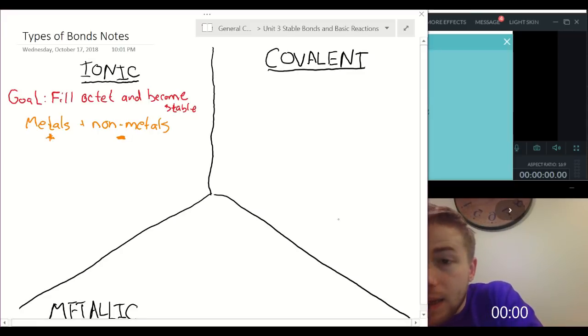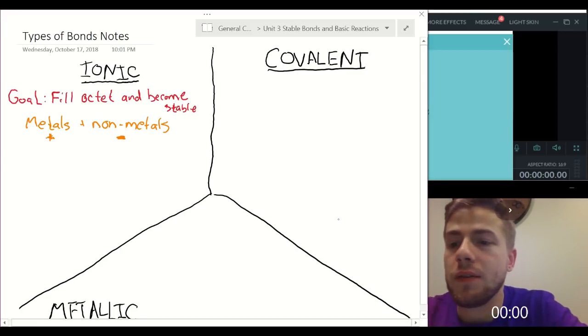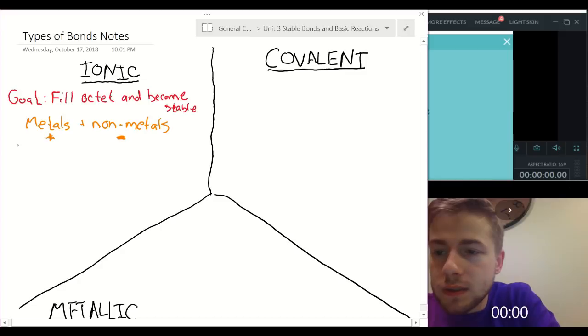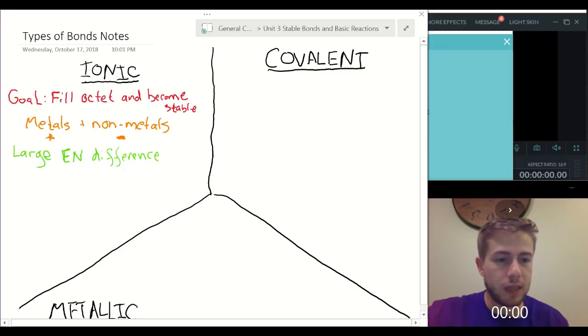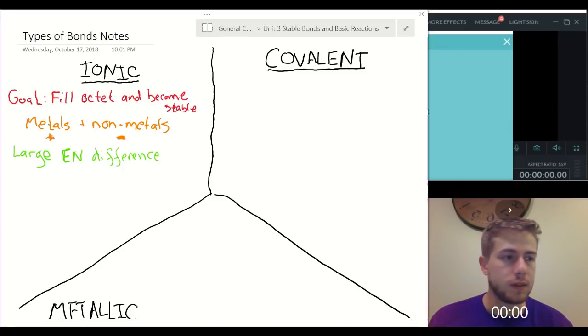So I'm going to say in an ionic bond, the atoms have a large electronegativity difference. Okay, and EN is just my abbreviation for electronegativity, how greedy an atom is for electrons.